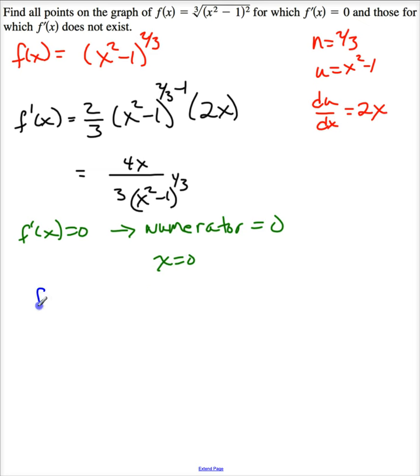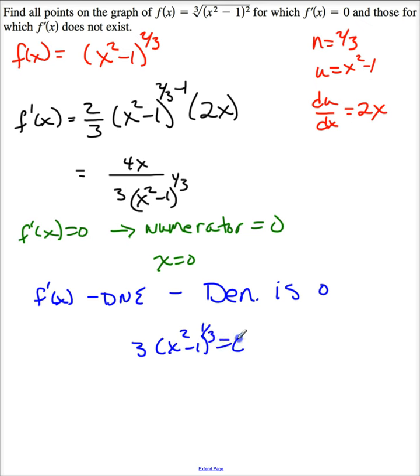Now, they ask, where does f prime of x not exist? Well, that'll be where my denominator is 0. So where does 3 times (x squared minus 1) to the 1/3 equal 0? And we see that's only where x squared equals 1. So ultimately, that's where x equals plus or minus 1.